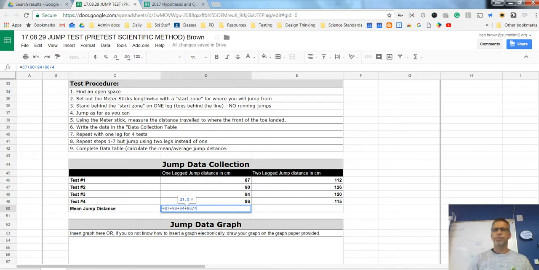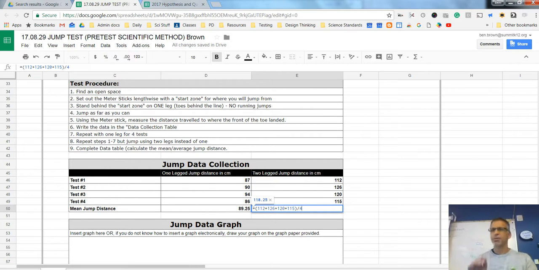So what would happen is if you left this like this, it would divide 86 by 4 first, then add 94, then add 90, then add 87, giving you 292.5, which, as you can see, is definitely not the average of 87, 90, 94, and 86. So make sure you put the parentheses around your numbers that you want to sum first. I'll do that again on this side, equals parentheses 112 plus 126 plus 120 plus 115, end parentheses, divide by the number of numbers, which is 4.